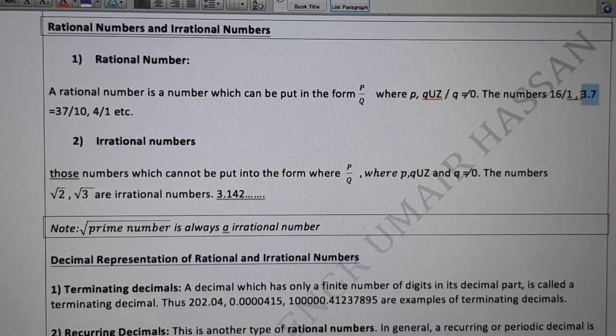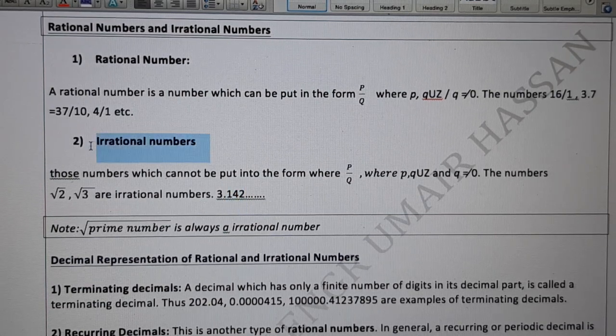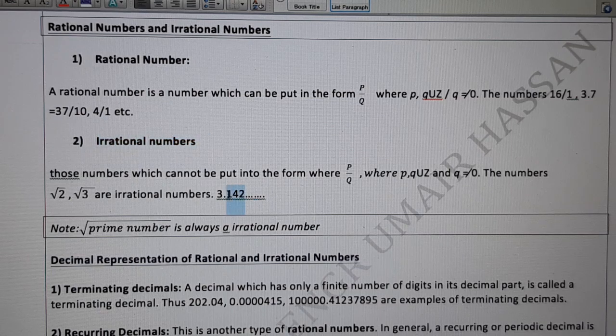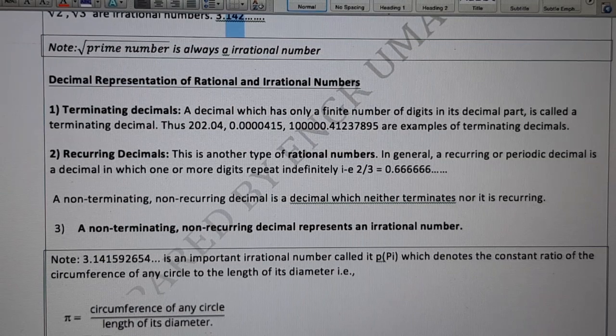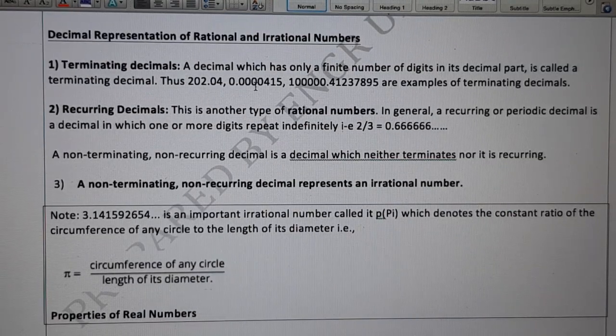If you have a finite number of digits, that is a rational number. If you have infinite digits but the digits after the decimal do not repeat, that is an irrational number. What about the case when the digits after the decimal repeat themselves? That is the case of rational numbers. I am discussing them over here. Terminating decimal. Terminating or terminate means to end.